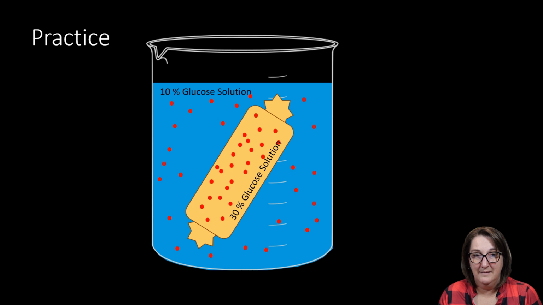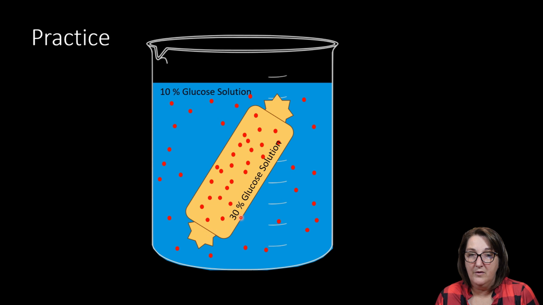All right, so here's a practice. I have 10% glucose. I have 30% glucose. I want you to think about which direction the sugars would go if they could pass through this membrane. They really can't in a dialysis bag, but let's just pretend that they can for right now. If glucose could leave this bag or come into this bag, what direction would it go?